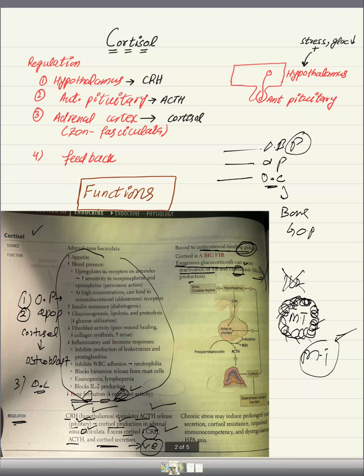Then these are the important points, like chronic stress may produce a large amount of cortisol secretion, cortisol resistance, impaired immunocompetency and dysregulation of the HPA axis. So it means stress is not good for our body. If you are going to get more stress, you will get more cortisol.